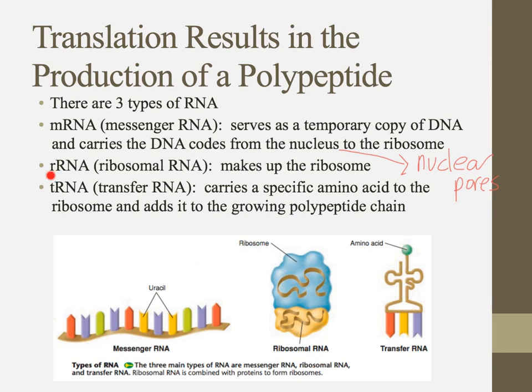We also have my favorite, rRNA. Sounds like a seal. rRNA makes up the ribosome. So the ribosome itself is made of RNA. And then we have this cool looking dude over here. This is tRNA, or transfer RNA, and it transfers amino acids to the ribosomes to form a growing polypeptide chain.